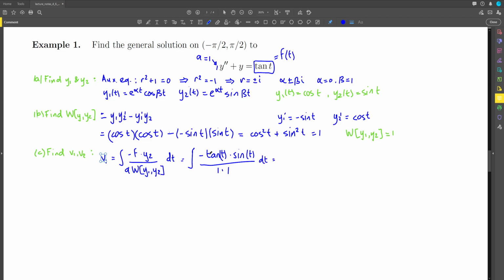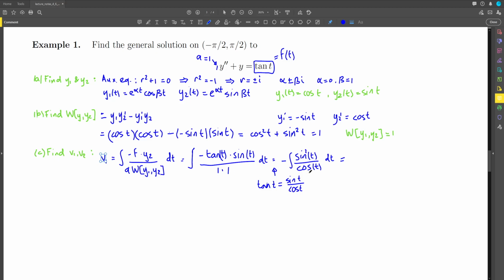And then we can use the fact that tangent of t equals sine of t over cosine of t, and our integral now becomes sine squared of t over cosine of t dt. And what I use there is that tangent of t equals sine of t over cosine of t.